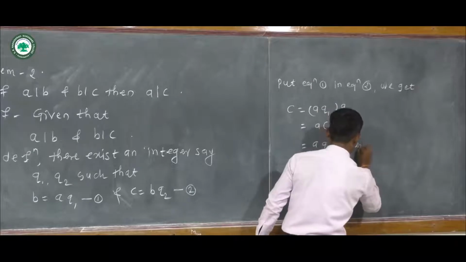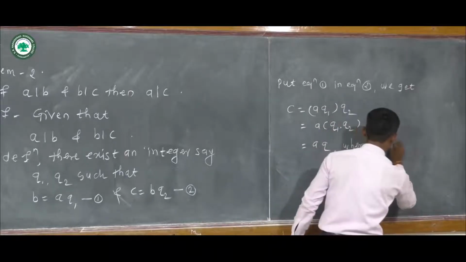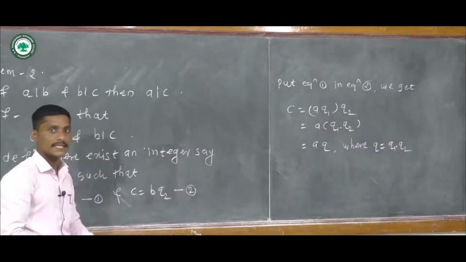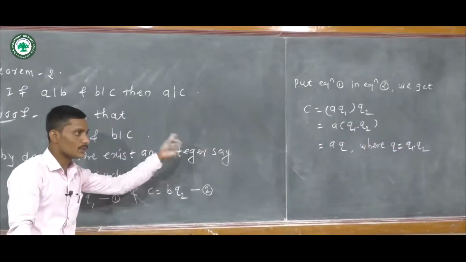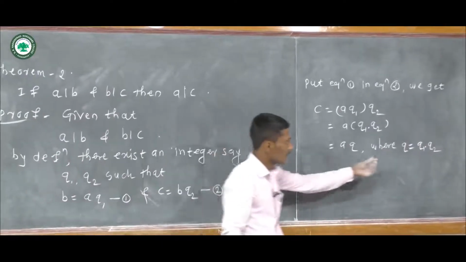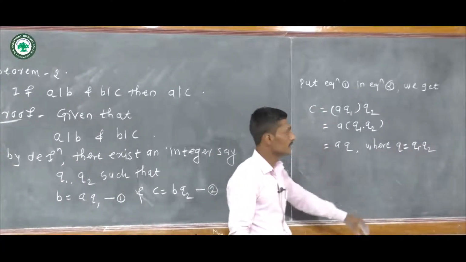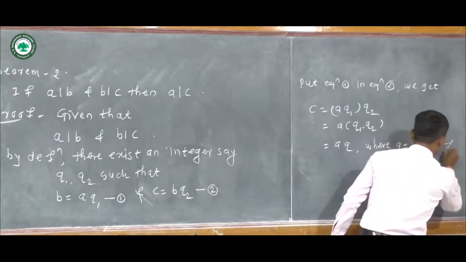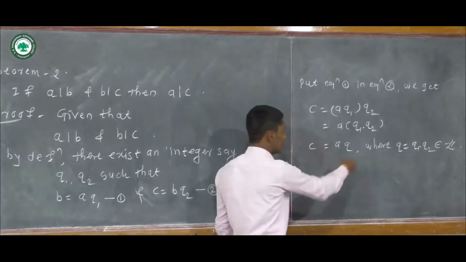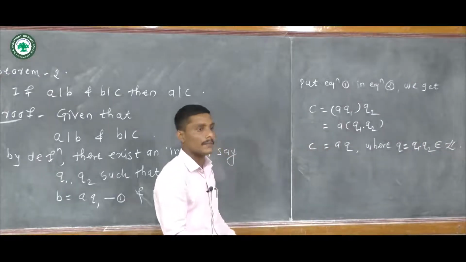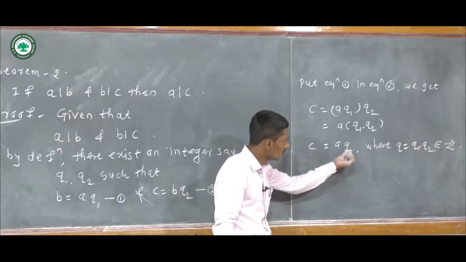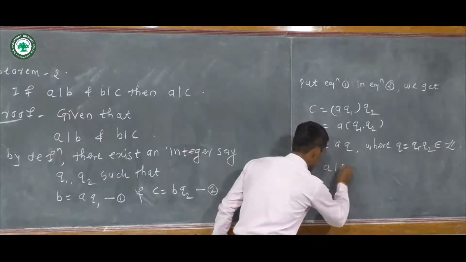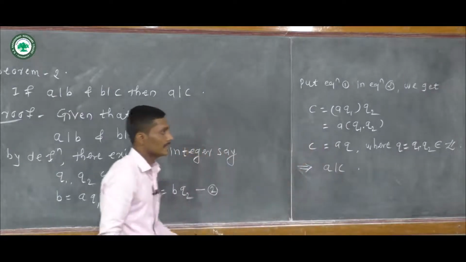where q is equal to q1 into q2. By definition of divisibility there exist integers q1 and q2, therefore multiplication of q1 and q2 is also an integer, therefore q is equal to q1 into q2 also belongs to Z. That is, here we prove c is equal to a into q, and by using the definition of divisibility, if we remove that integer, then it can be symbolically denoted by a divides c. Hence the proof.